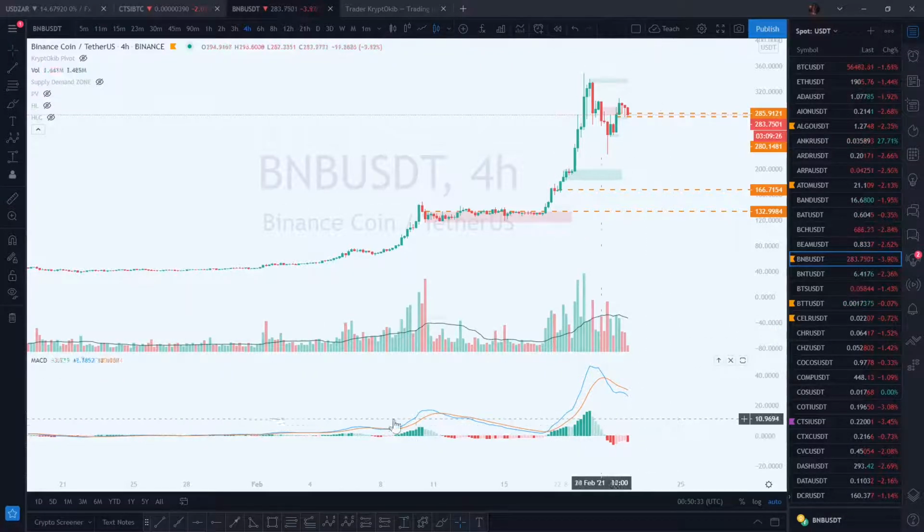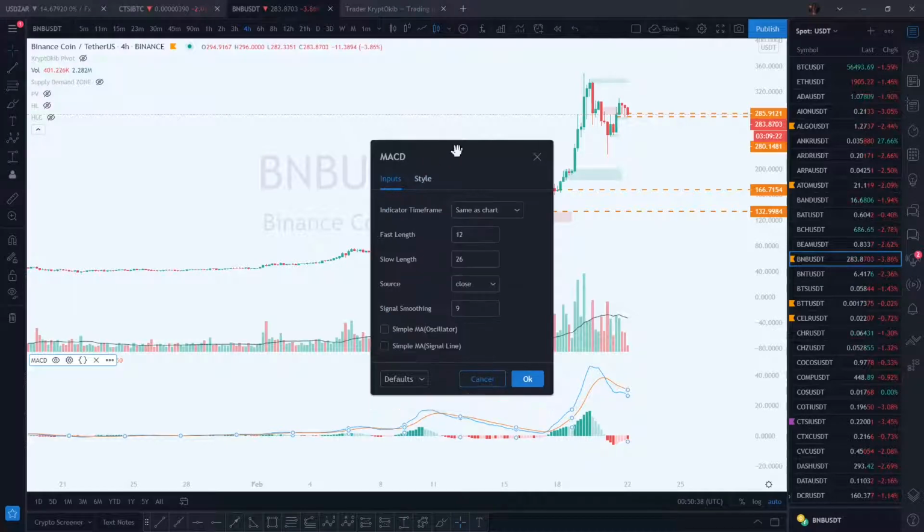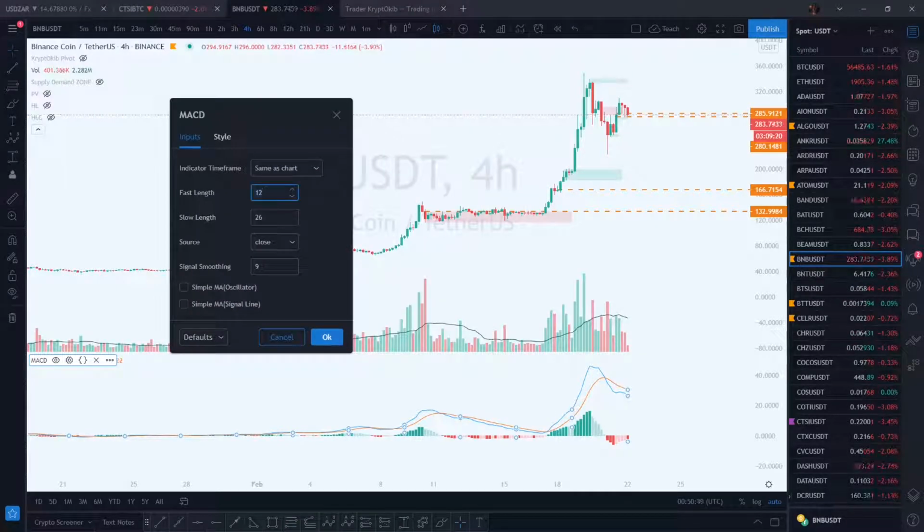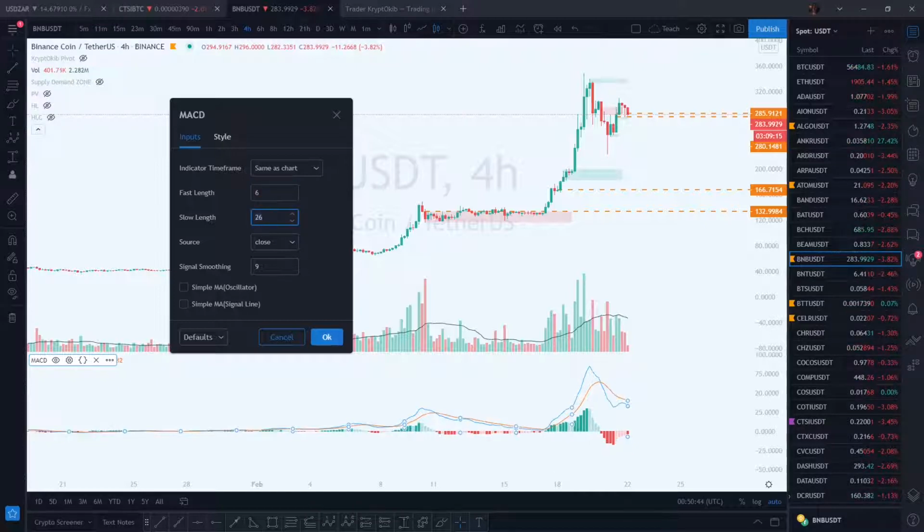So you just have to find the settings. If the settings of 12 and 26 is not working for you, you can divide it into 2 and say 12 and 6 and 13.